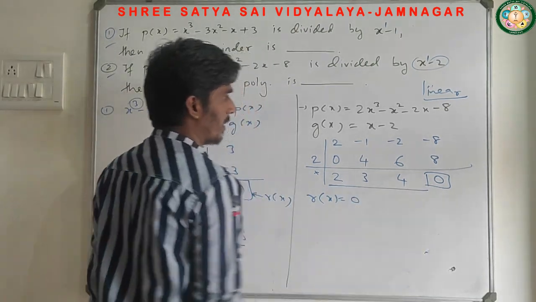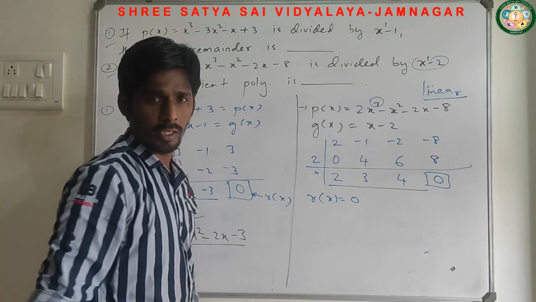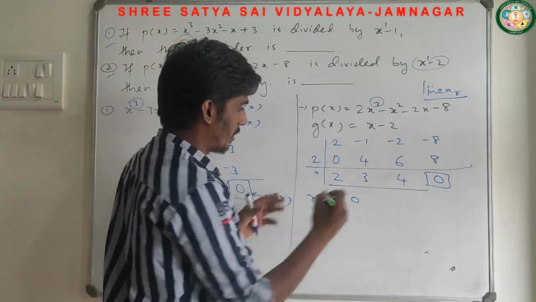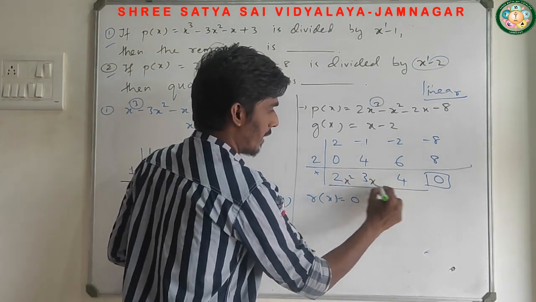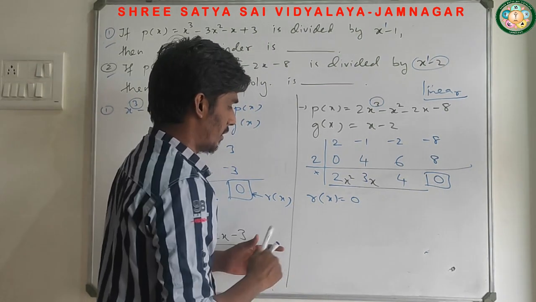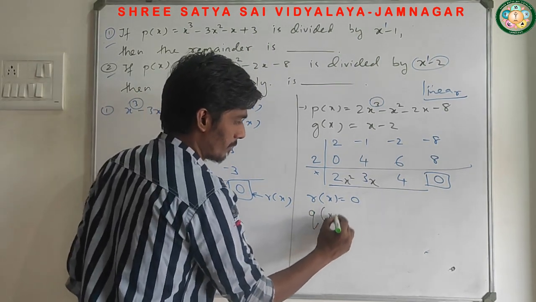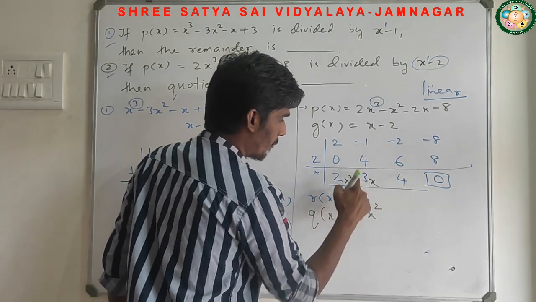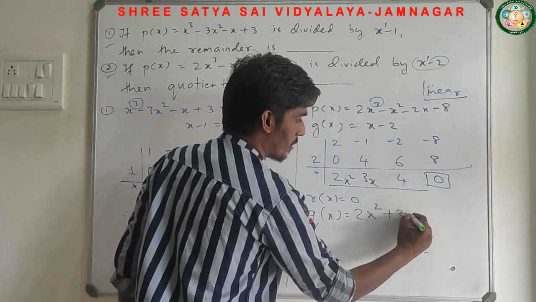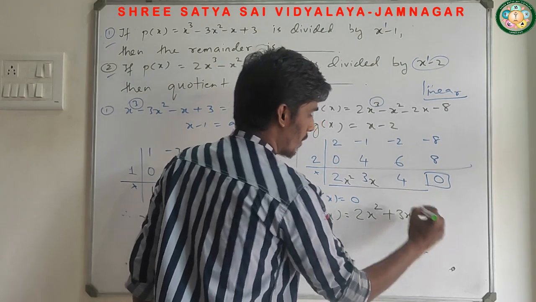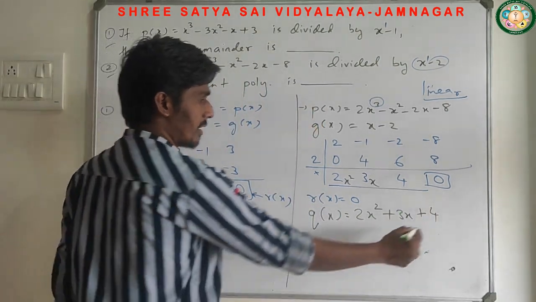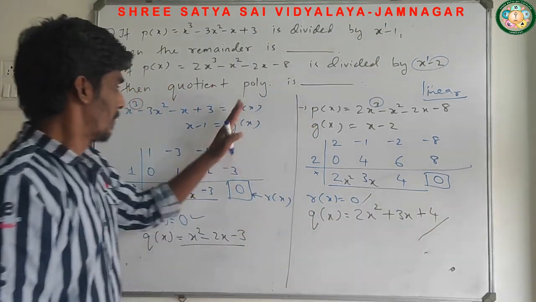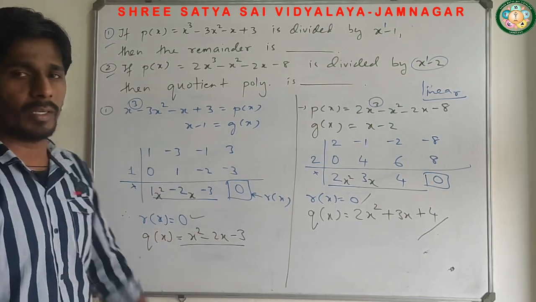What will be the coefficients here? Again, the power starts with cube, so I have to start here with x square, x and constant. So q of x equals 2x square plus 3x plus 4. This is the quotient. So this is the way we get the quotient and remainder for objective questions. It is better to use this method for objectives.